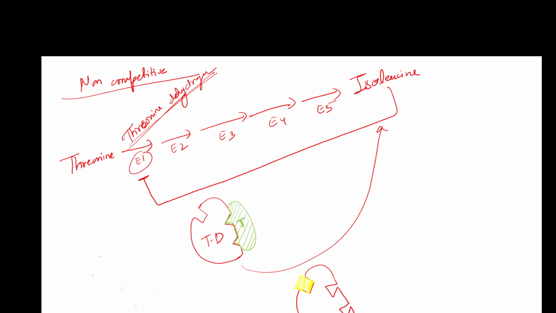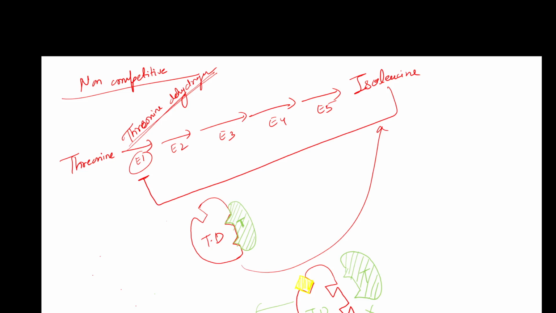So that now this particular threonine is no longer able to bind to the threonine dehydrogenase enzyme. So that is why no further formation of isoleucine happens. So this is a non-competitive inhibition example.